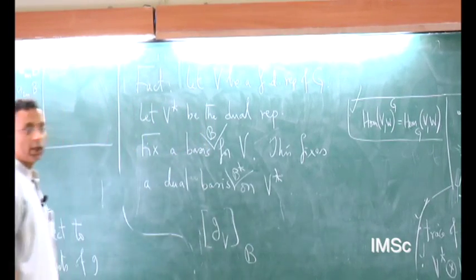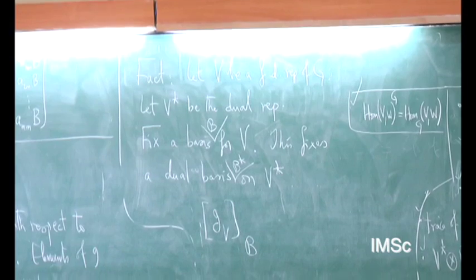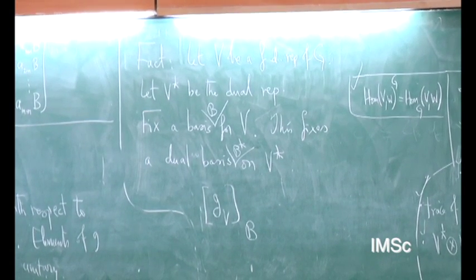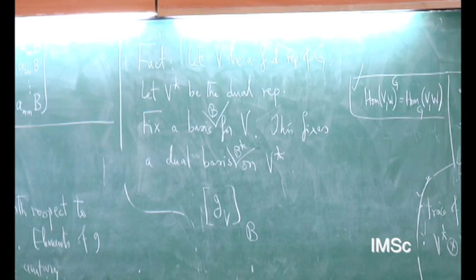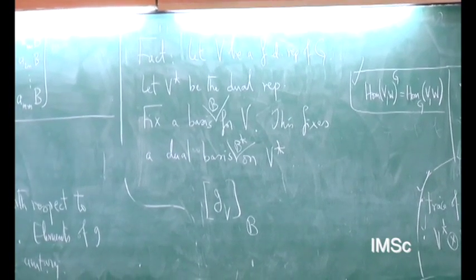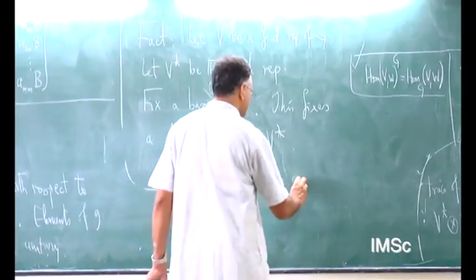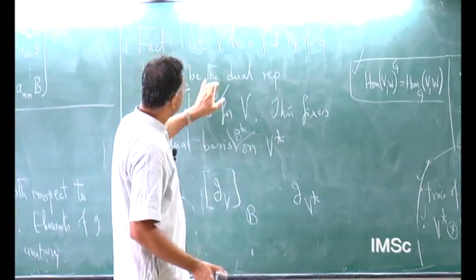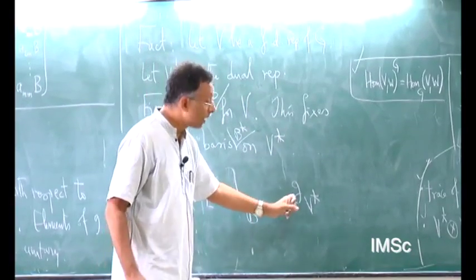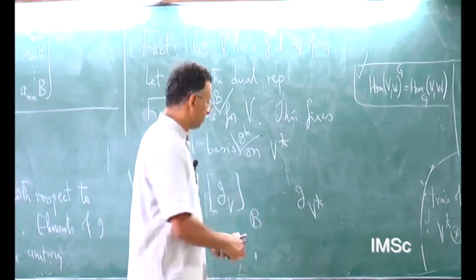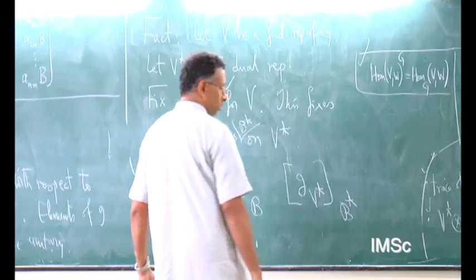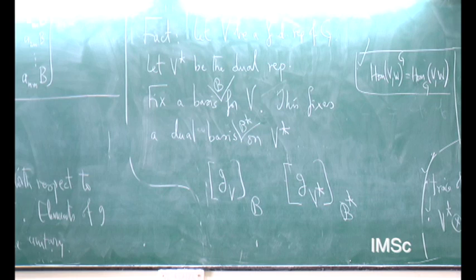G_V is a linear transformation on V. I write it as a matrix with respect to the basis B, so that's a matrix of size dim V cross dim V. I can also look at G on V star. This makes sense, since this is the dual representation. That is a linear transformation on V star, so that's a matrix. What's the relation between these two?